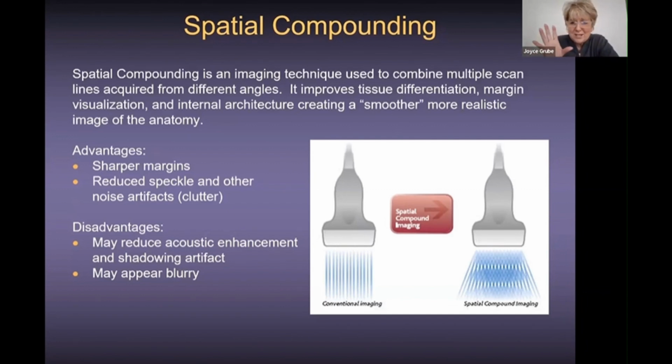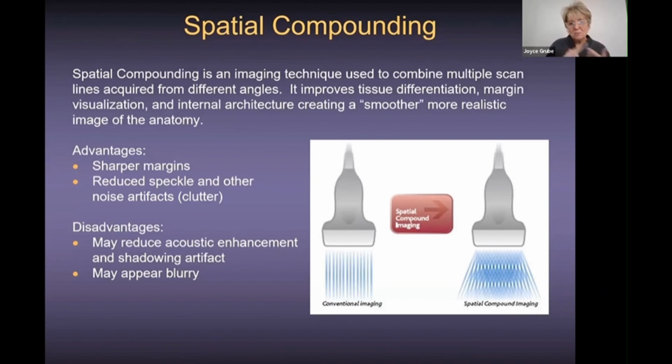We shouldn't be seeing graininess, honestly. We should see a little bit of graininess, a little bit of differentiation of the tissues. But long gone are the days of those old grainy looking ultrasound images. We're not doing that anymore. We're looking at a smoother, more realistic view of the anatomy now with our spatial compounding buttons.